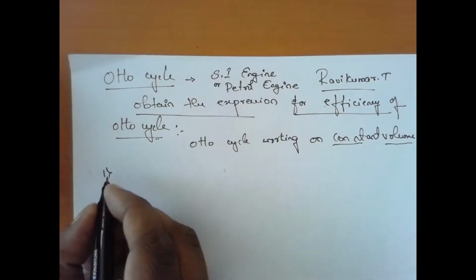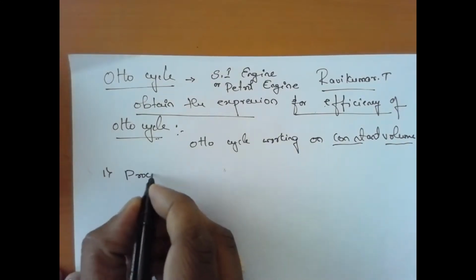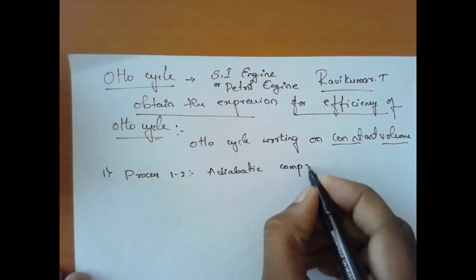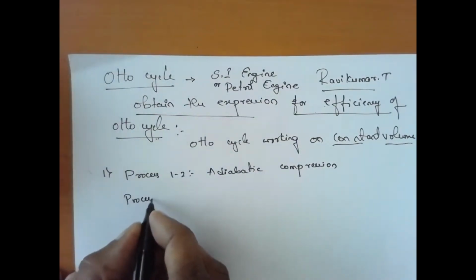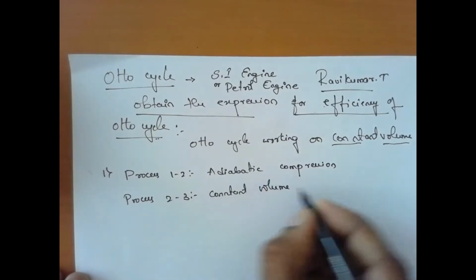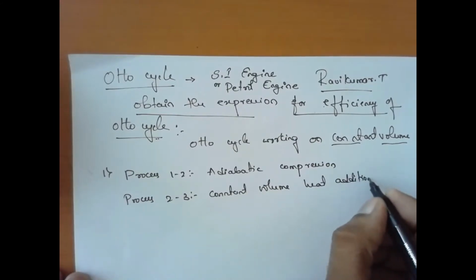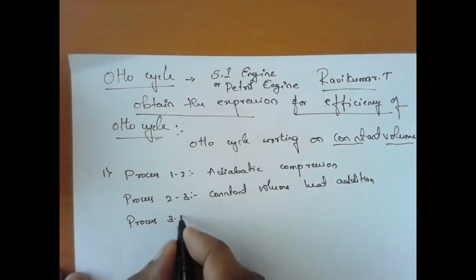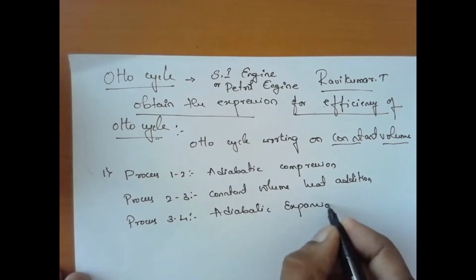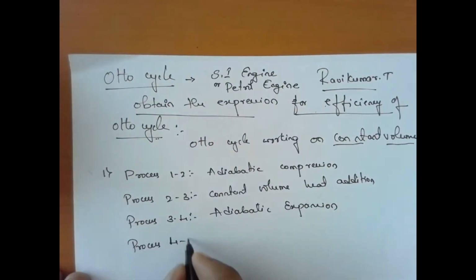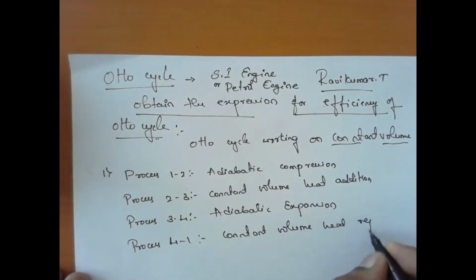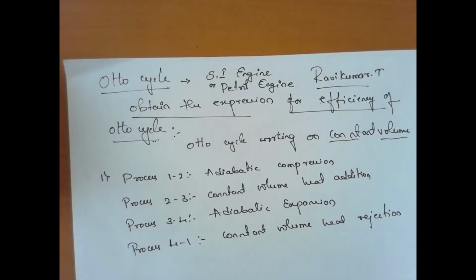The first one is adiabatic compression, process 1 to 2. The second process, 2 to 3, is constant volume heat addition. The next process, 3 to 4, is adiabatic expansion. Process 4 to 1 is constant volume heat rejection. These are the main important processes in the Otto cycle.